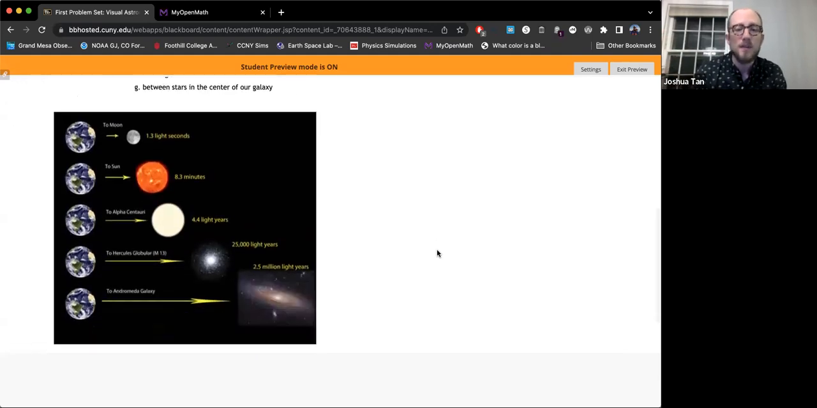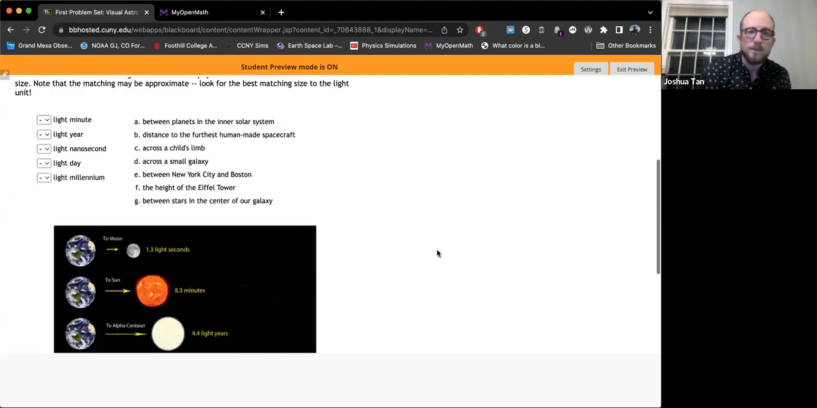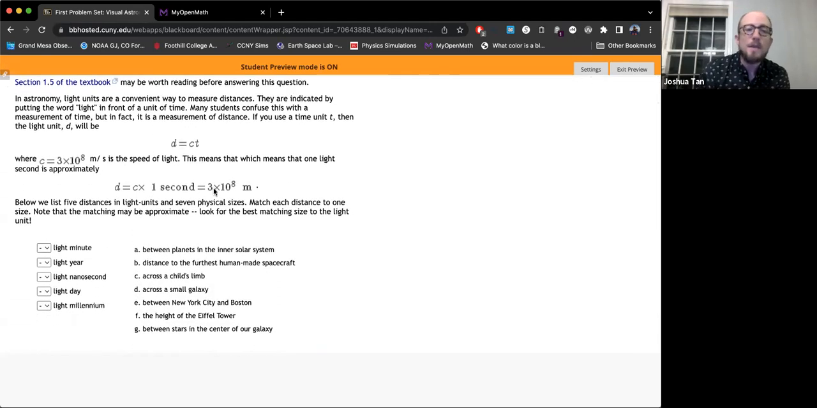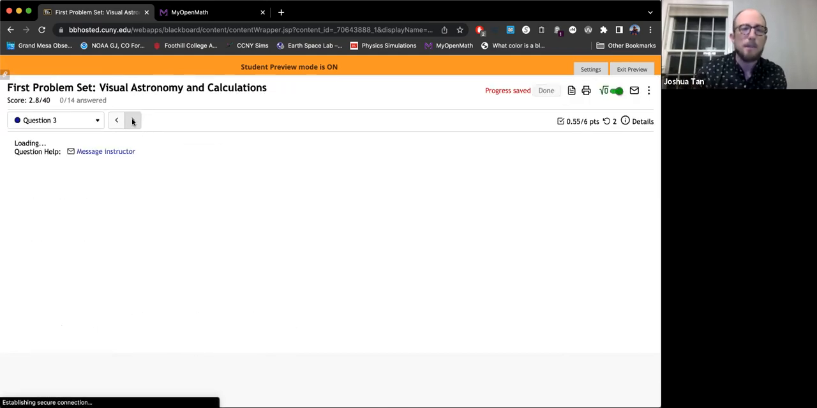You can see some examples of these down here, how long it takes light to get to various places, like the moon, the sun, Alpha Centauri, and so forth. If you wanted to convert these numbers into light units, you could say that they were 1.3 light seconds away from the moon, or 8.3 light minutes away from the sun. In this problem, you're going to be matching, trying to figure out the light unit compared to the closest distance that's on that list.